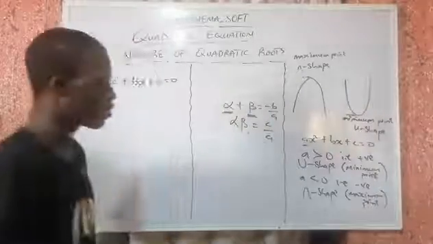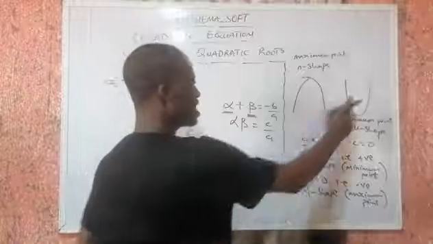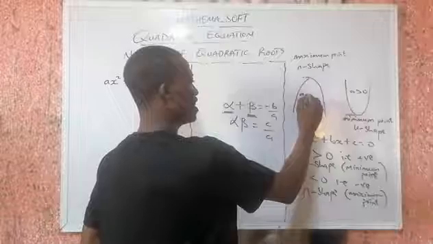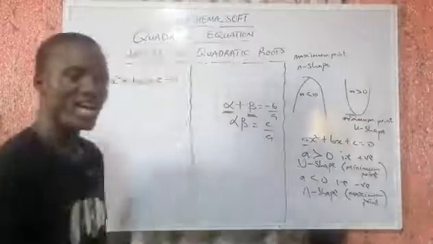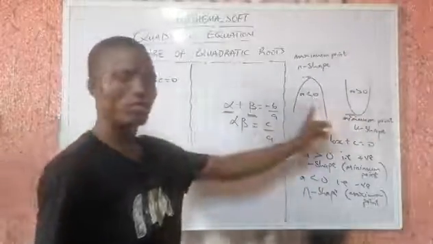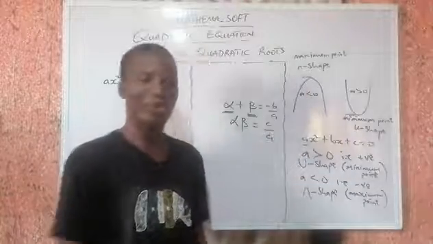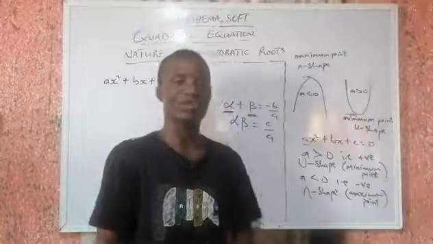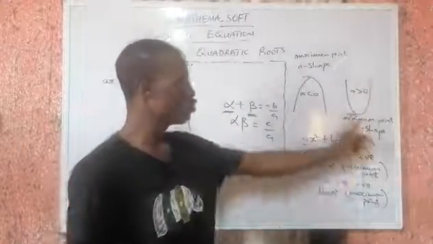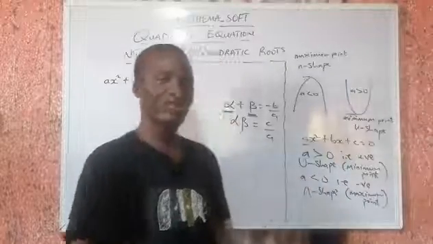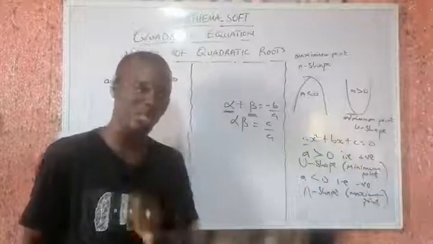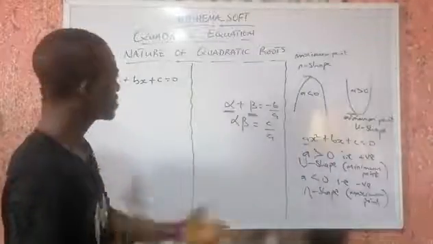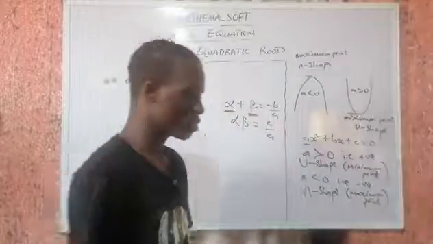So it is very important for us to recall this, that here A is greater than 0, and here A is less than 0. So when the value of A is less than 0, we are going to have an N-shaped quadratic graph. And when the value of A is greater than 0, we are going to have a U-shaped quadratic graph. This is very important for us to note as basic. Now that we have this background, let's move on with the nature of quadratic roots.